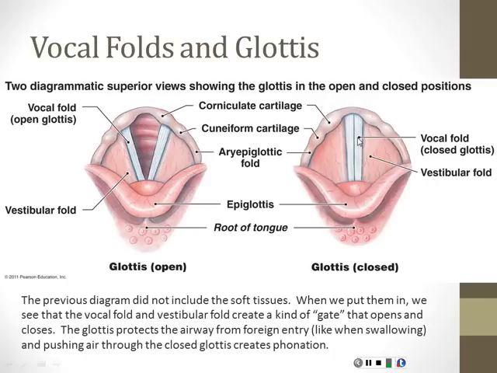It's one of the reasons why you can't talk and swallow at the same time, because when you are swallowing, the tube to the lungs is closed, so air can't come out. All right, so it makes a kind of gate. So this is the vestibular fold that makes up most of the gate. But then at its edge is the vocal fold. The vocal fold is what vibrates to create sound or create the phonation in our voices. And it vibrates because when air is pushed through this closed glottis, the folds vibrate.